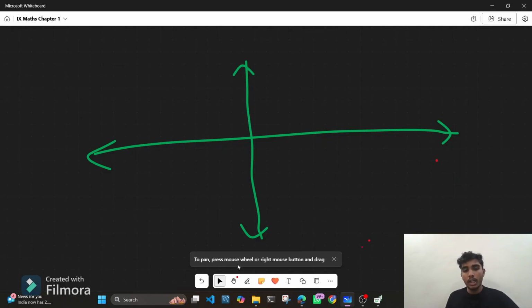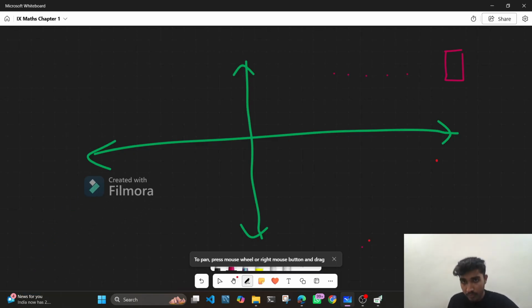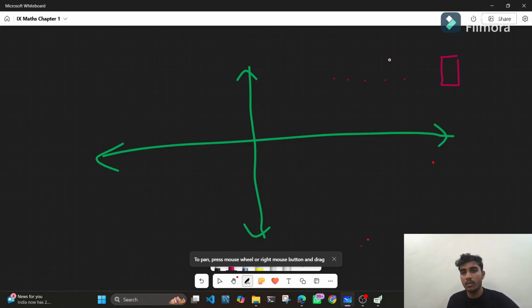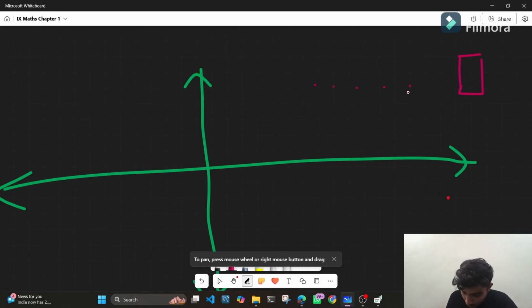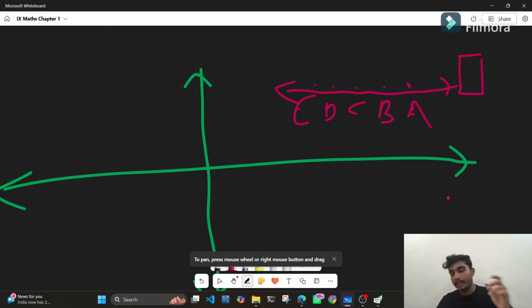Let's take an example. Let's say that you are in your school, and assembly is going on. Here is the stage, and you are standing in a straight line. So let's say here you are standing. I hope this is visible. Let's say the first person standing is person A, then B, C, D, E. So they all are standing in a single line.